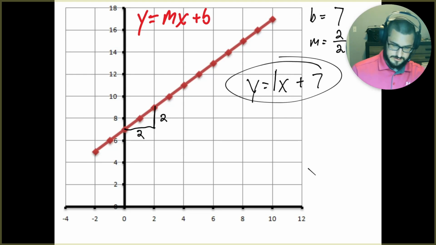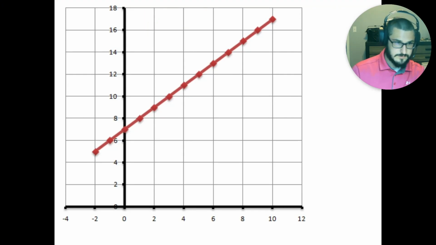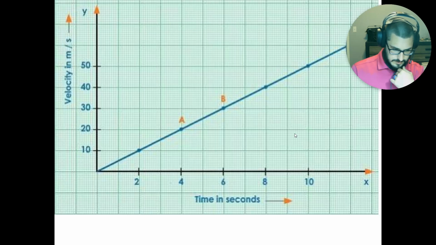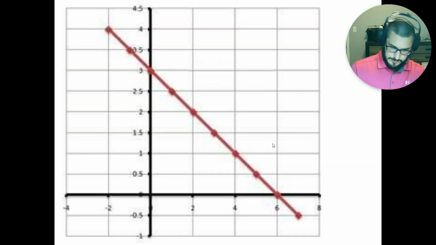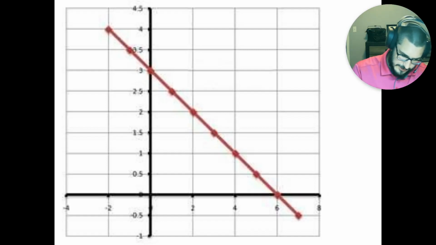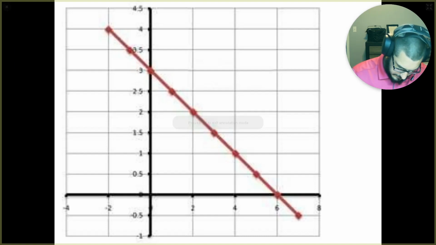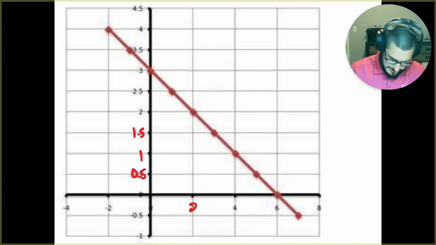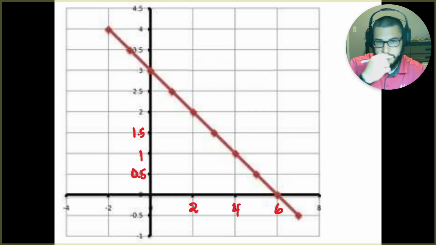Then I'm going to skip this one. Go ahead and see if you can figure this one out. Looks like that is pretty blurry, so let me. 0.5, 1, 1.5, and goes up by 0.5 each time. This is 2, 4, and 6, and goes up by 2 each time.